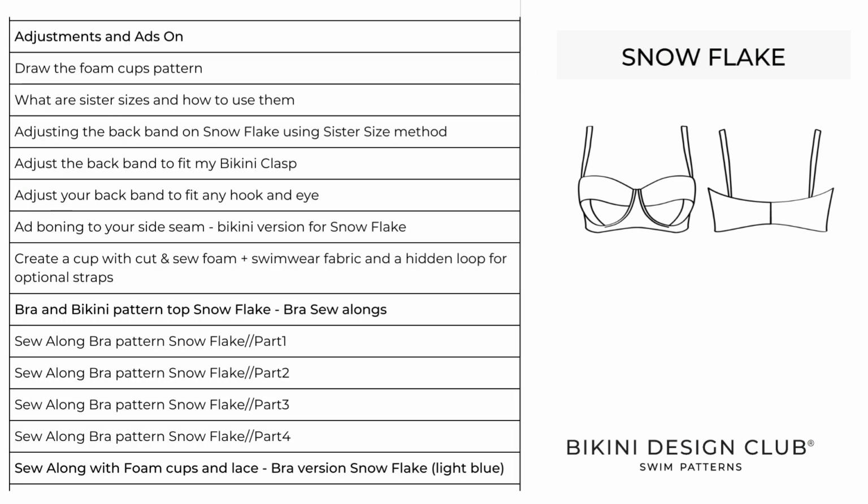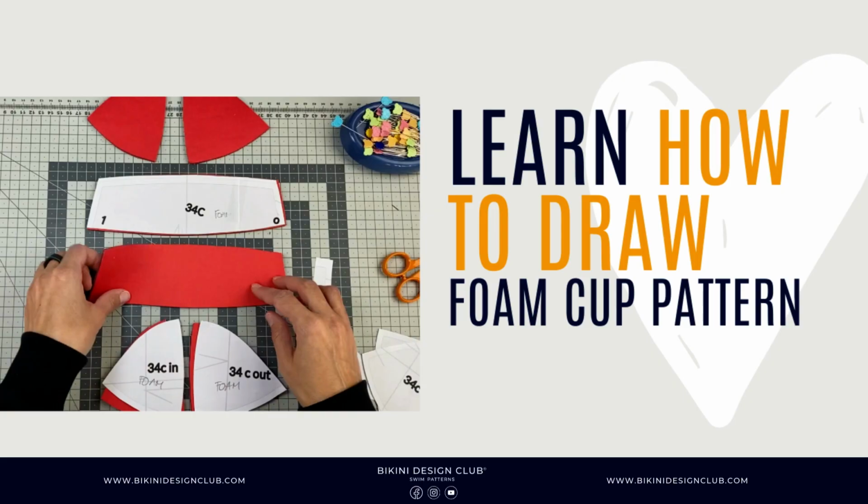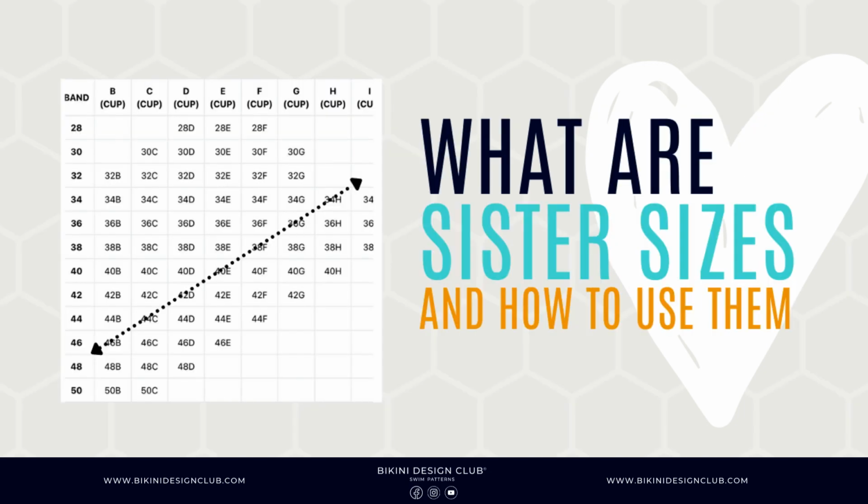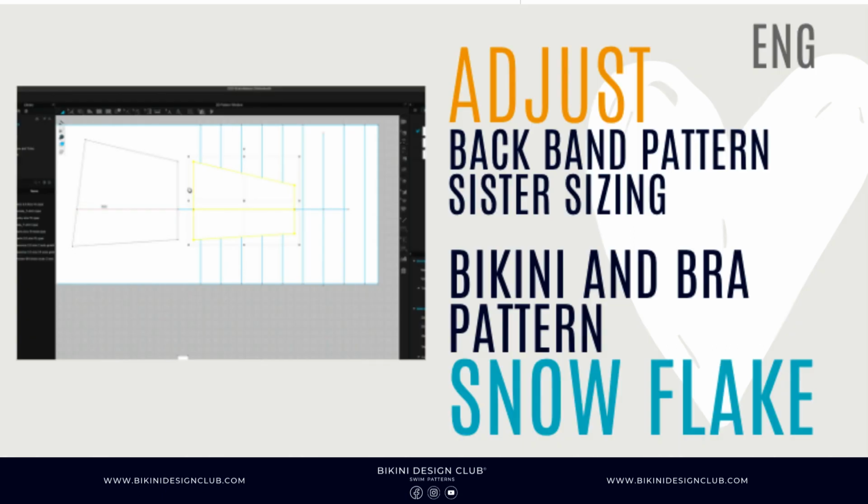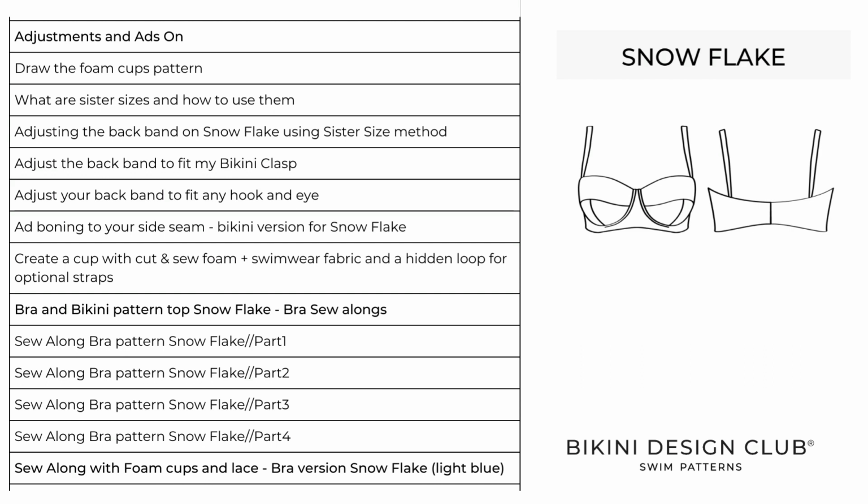Moving on, I start with the adjustments and adds on to the pattern. So I have a video only explaining how to draw the foam cup patterns. Another one, what are sister sizes and how to use them. Another one on adjusting the back bands on the snowflake so that you use the sister size methods and you can adjust and choose the back bands and combine it with the cups. It may be different, so you may need to consider having 2 sizes, one for the band and one for the front cups. So this is how to do that.